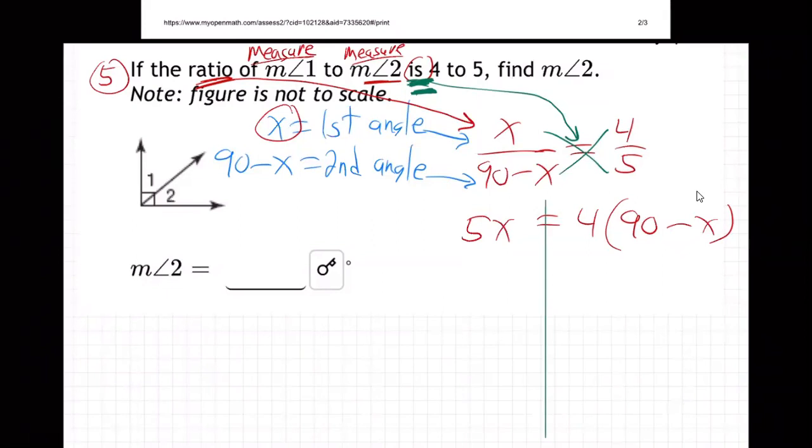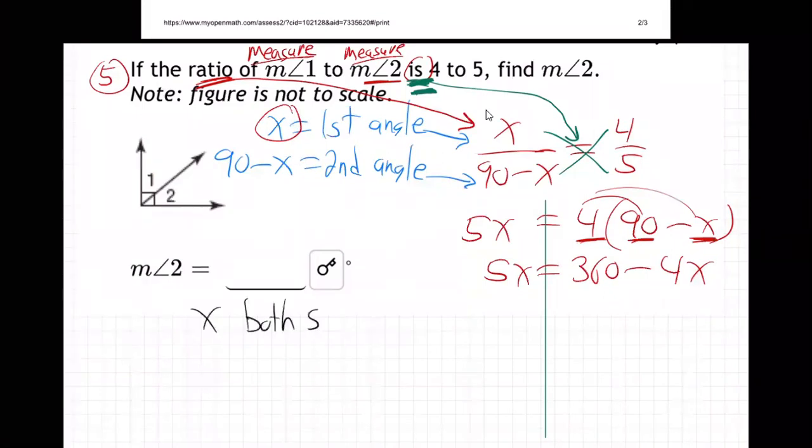Now, you know the drill from here. We have to distribute this 4 through the parentheses. 5x equals 4 times 90 is 360 minus 4x. Everybody good there? That 4 distributes to both. And now we got to solve for x. We have x on both sides. We've had that a couple of times before, haven't we? X on both sides, right there and right there.